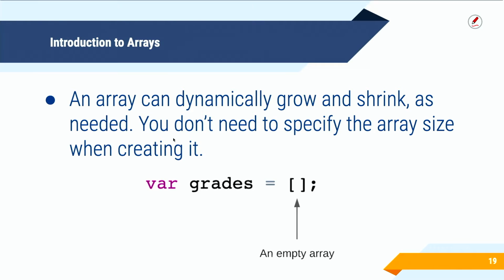All right, so an array can dynamically grow and shrink as needed, and you don't need to specify the array size when creating it. For example, if you just wanted to create an empty array, you would say var grades equal open close square bracket, and that would create an empty array, and grades would be assigned to it.